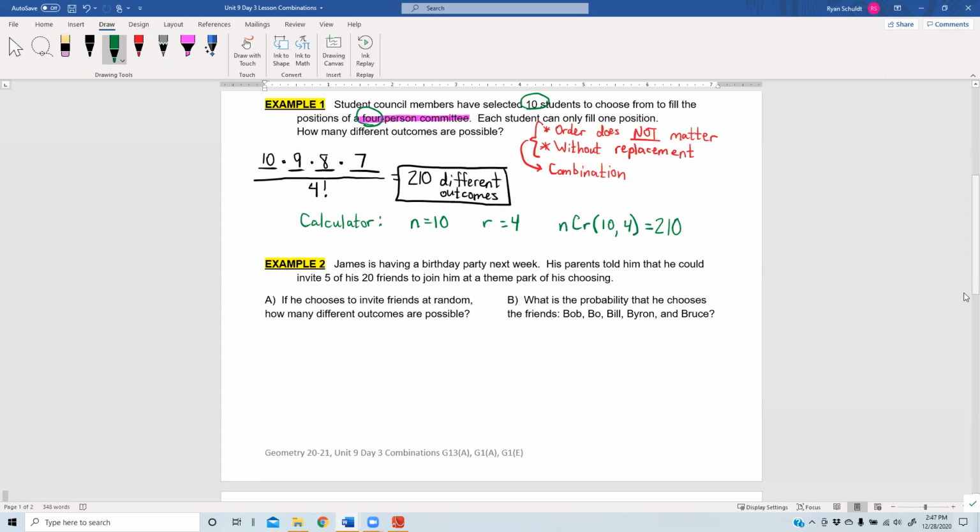Well, let's see. First, we have to check, does order matter? Does it matter the order his friends get picked? No. So let's make a little note here. Order does not matter.